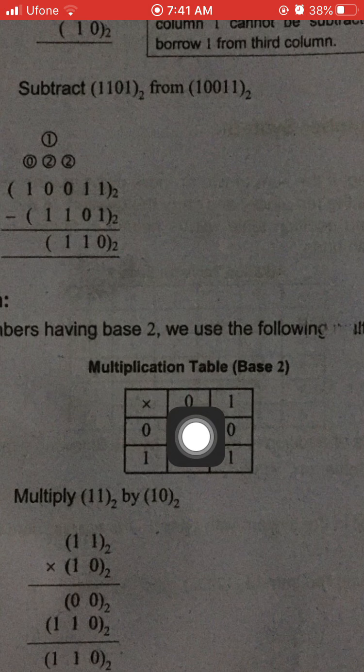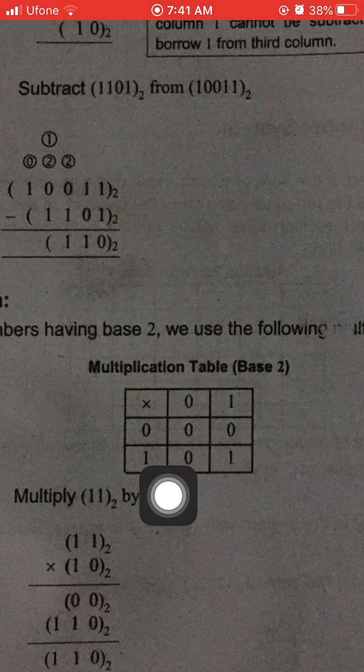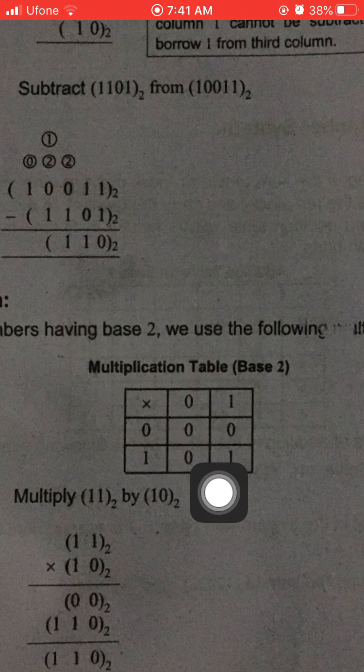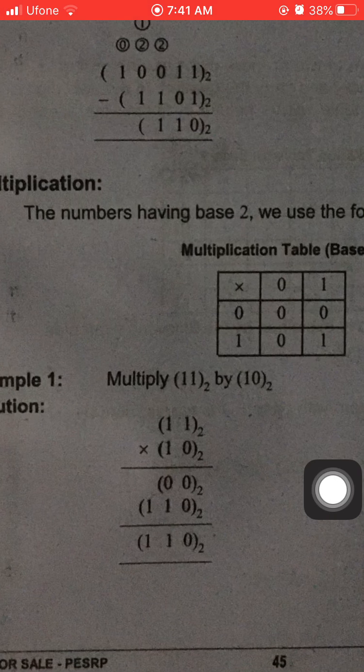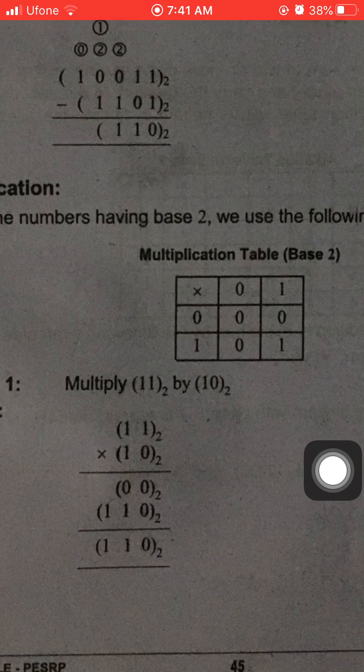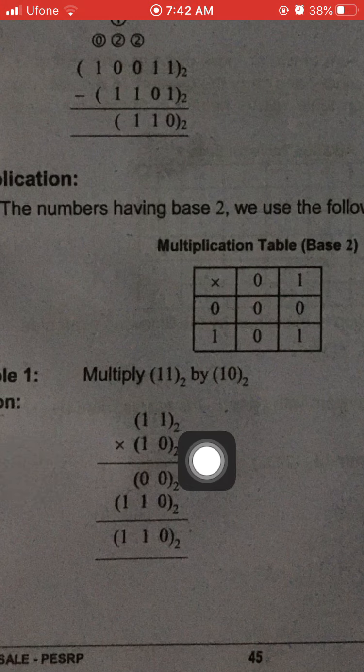When 0 is multiplied by 0, that is equal to 0. And when you multiply this 0 with 1, 0 multiplied by 1 is equal to 0. After that, you multiply 1 with the first row: 1 multiplied by 0 is equal to 0, and 1 multiplied by 1 is equal to 1. That is your multiplication table. You see here a question of multiplication. That's a very simple question: 1 base 2 multiplied by 10 base 2.